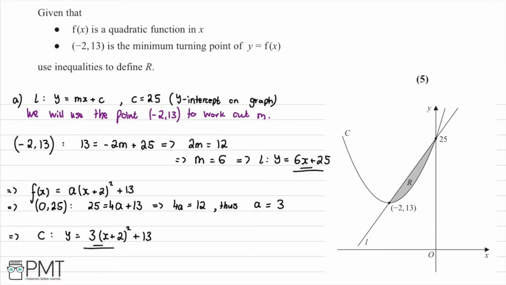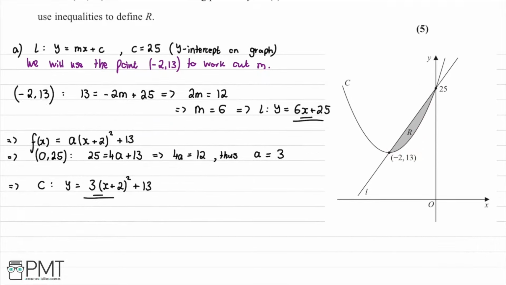So all that's left for us to do now is to use an inequality to define R. So we have our two equations, but we just need to think which one is going to be above the region and which one is going to be below the region. So we can see here the line is going to be greater than the curve for all of the region R. So therefore, we can conclude that we're going to have 3 lots of x plus 2 squared plus 13 is going to be less than y, and then y is going to be less than the equation of the line L, which is 6x plus 25.